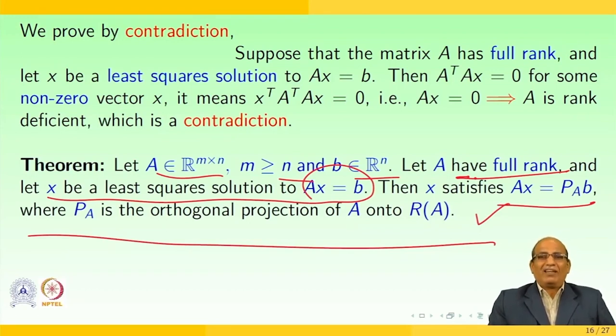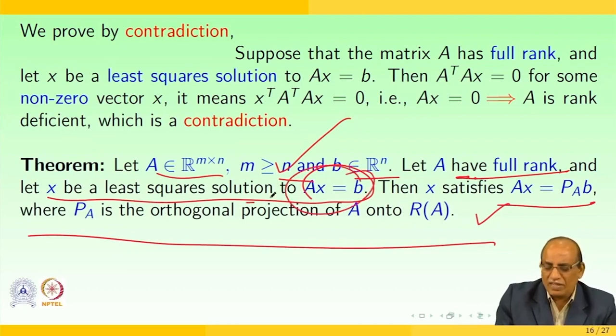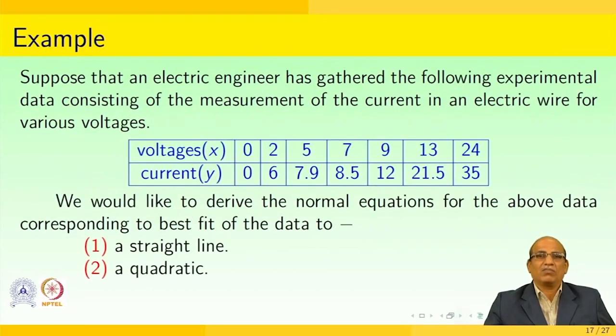Let A be a matrix in R^(m×n), m greater than or equal to n, and B belongs to R^m. Let A have full rank, and let X be a least square solution of AX is equal to B. Then the least square solution satisfies AX is equal to the orthogonal projection of B. So, once it is orthogonal, it will have many more properties, as we saw in the previous examples.